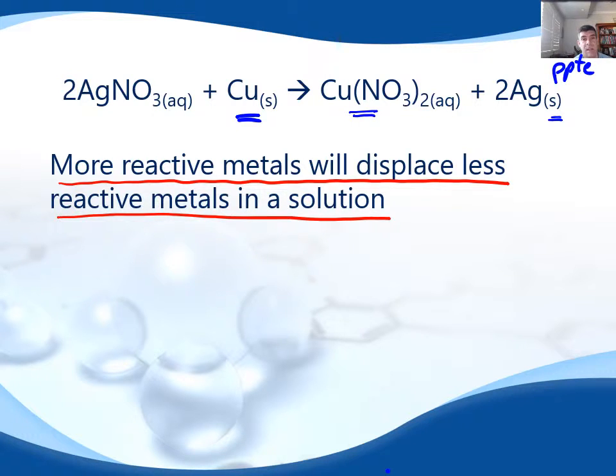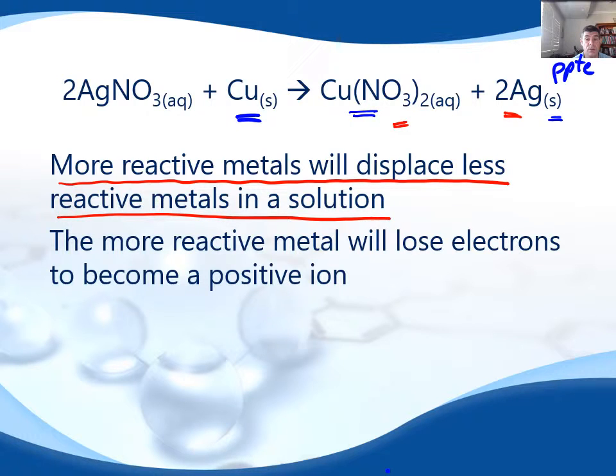Of course, what that means is if we put solid silver into a solution of copper, so if we put this into a solution of this, then we'll get no reaction. The silver is less reactive, and therefore it will not be able to displace the copper, so we will see no reaction.